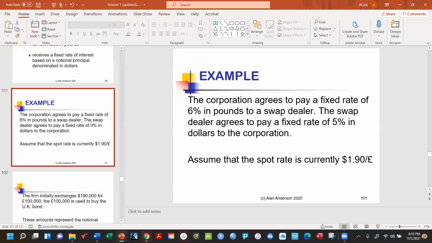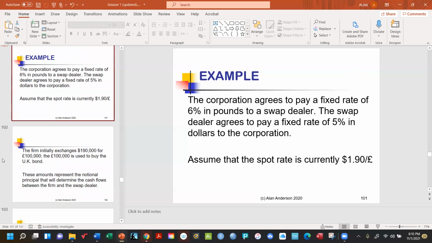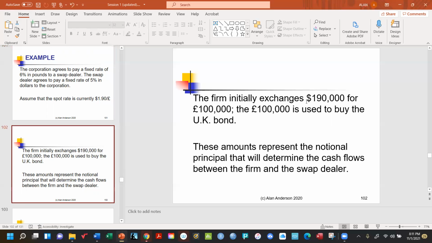This is very complicated. We'll start by saying the corporation buys the British pound bond. They approach a dealer and say, listen, we'll pay a fixed rate of 6% in pounds in exchange for 5% in dollars. The spot exchange rate is $1.90. In this case, as I said before, we also have to trade not just the interest payments, but also the notional principal. So when the exchange rate is $1.90, in order to buy a 100,000 pound bond, we have to pay $190,000. We use $190,000 to pay for 100,000 pounds, and then we buy the bond. So we're out $190,000.